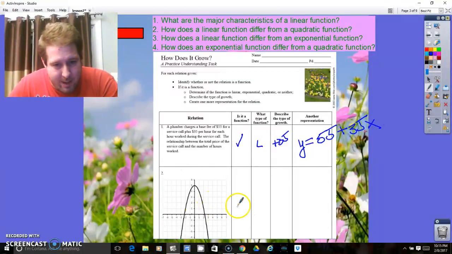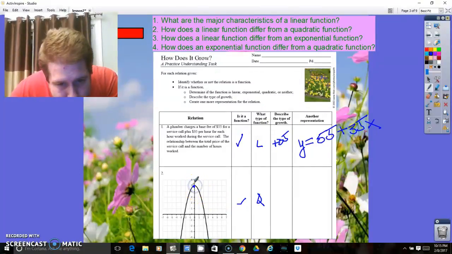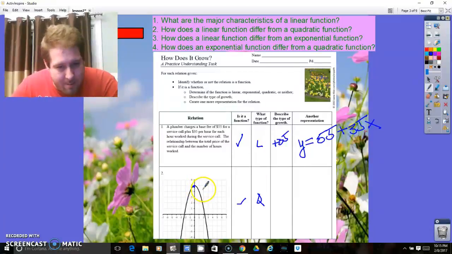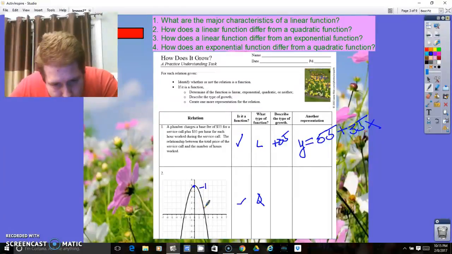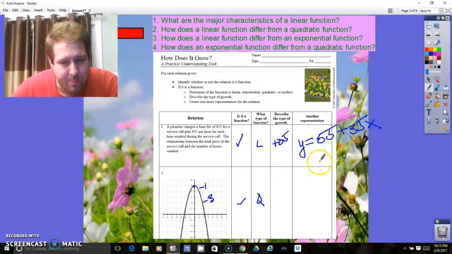This one's quadratic. Yes, it does pass the vertical line test. It is quadratic, as I just said. It would have second differences. It looks like it's decreasing, so it goes from here: down 1, right 1. So it looks like it went down 1, and then it went down 1, 2, 3. Down 3. So it looks like it has a second difference of negative 2.